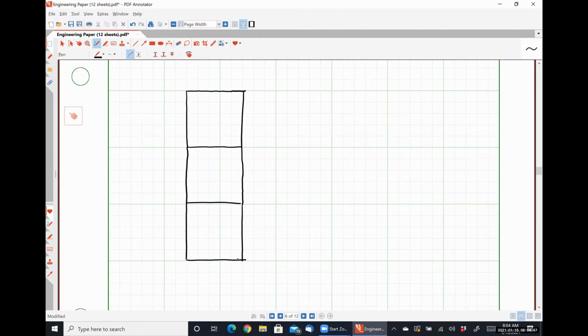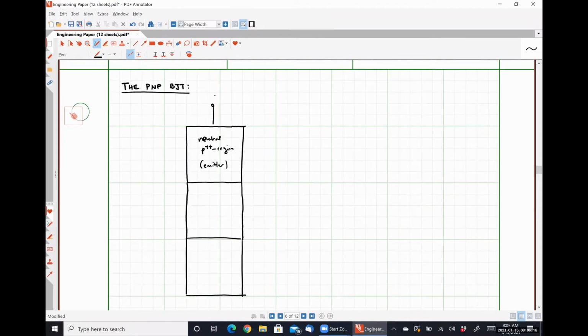But now we will have a neutral P++ region, which is our emitter. And we put that at the top. So in a PNP transistor, the point of the highest potential in the circuit is usually the emitter.